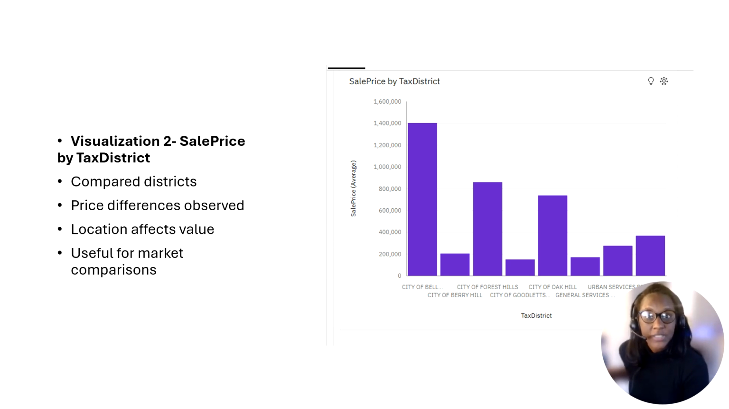Here on this visualization, we compared average sale price across the tax districts. The result showed noticeable differences between districts, suggesting that location plays a significant role in determining housing value. This information can help buyers, sellers, and investors evaluate the neighborhoods.